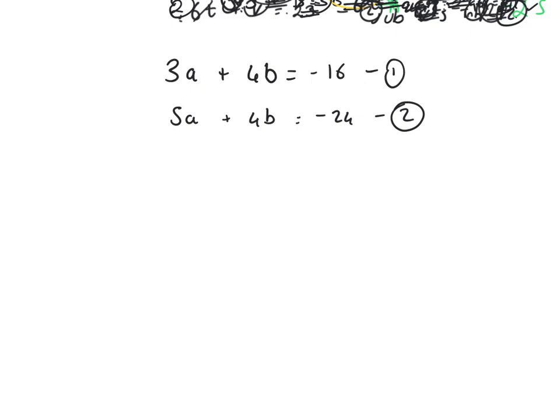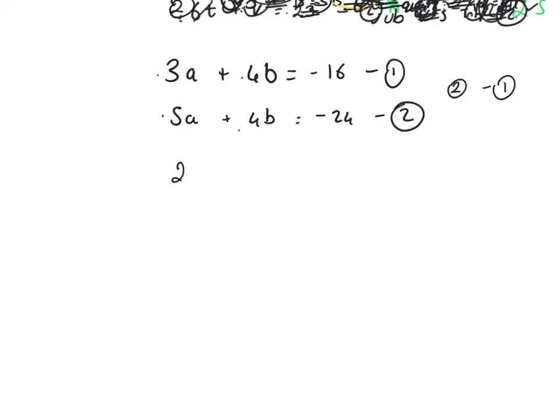Okay, let's try one more example here. Let's go for 3a plus 4b is equal to minus 16, equation 1, and 5a plus 4b is equal to minus 24, equation 2. Okay, I'm going to eliminate the b's. So how do I get rid of 4b? By subtracting one from the other. So I'm going to do equation 2, take away equation 1.